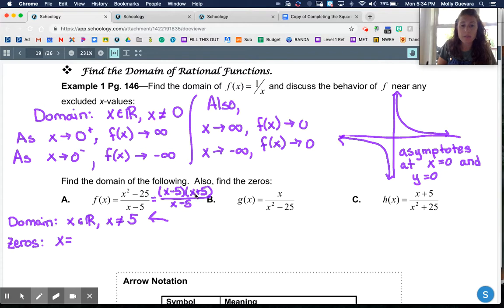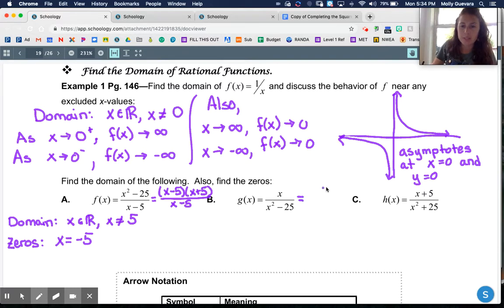This one, if I plug in negative 5, I would also get 0, and that's okay. I'm allowed to have negative 5, right? I just can't plug in positive 5. And that's it. So my domain is x is in the set of all real numbers as long as it's not 5. And then my zeros is negative 5. So this tells me that the graph crosses the x-axis at negative 5.